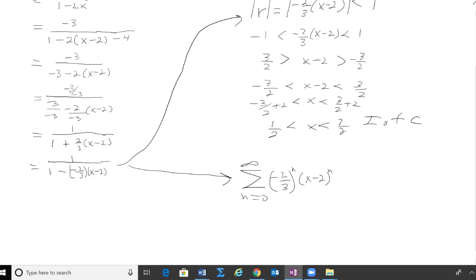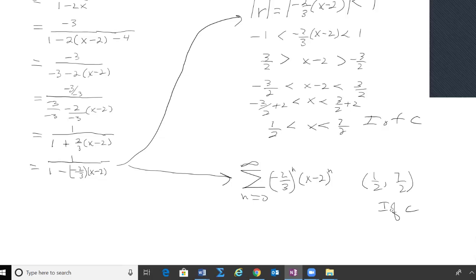Sometimes people will separate that alternating term or factor from the 2/3 there, negative, but this is fine. And here's our interval of convergence up here. We can write 1/2 to 7/2 like that. That's your I of C. All right, so that was that.